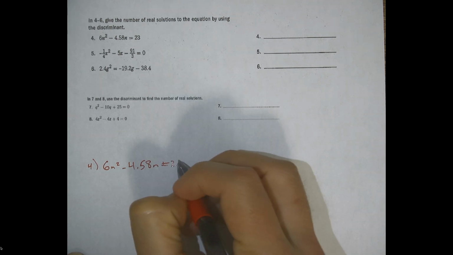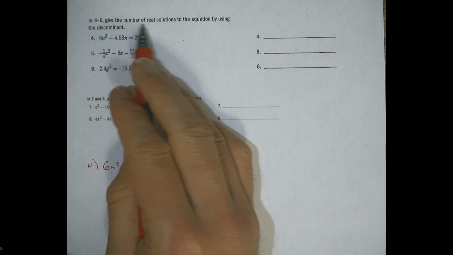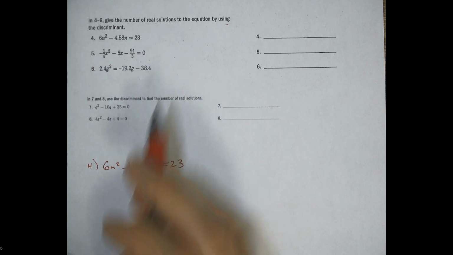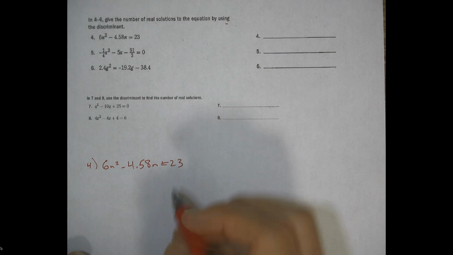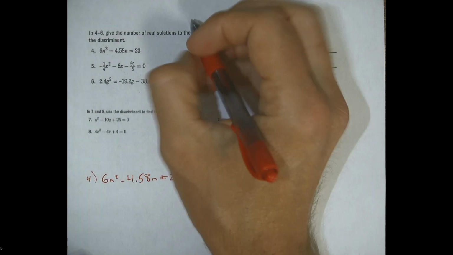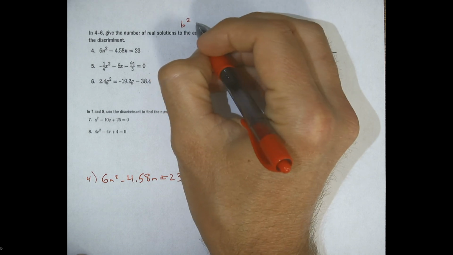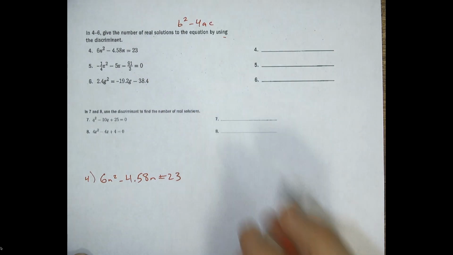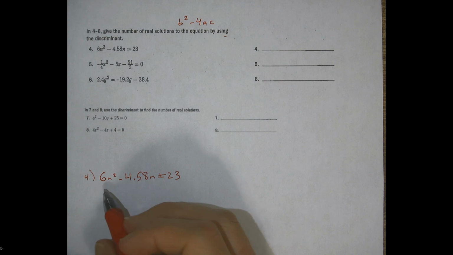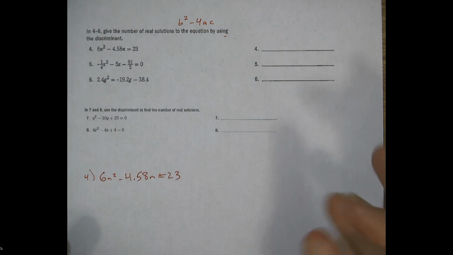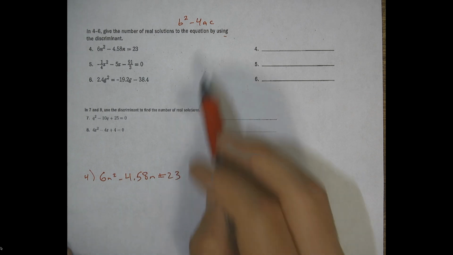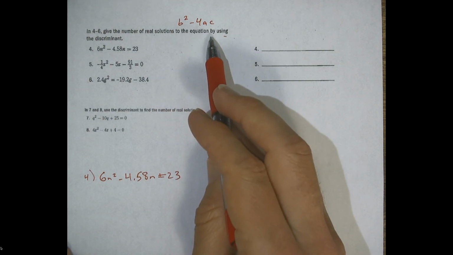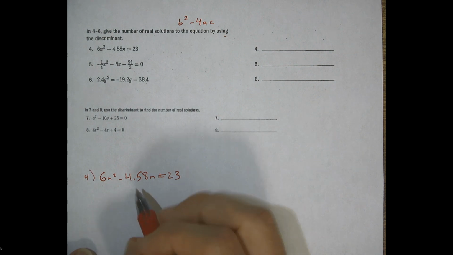To get this into standard form. Notice it says, give the number of real solutions of the equation using the discriminant. So we're not actually getting the answer using the quadratic formula, just the discriminant, which is the part inside the square root, b squared minus 4ac. We have to get this in standard form, identify our a, b, and c, just like we would if we were solving using the quadratic formula, but then just plug into the discriminant. And the value that we get there tells us how many solutions there are.